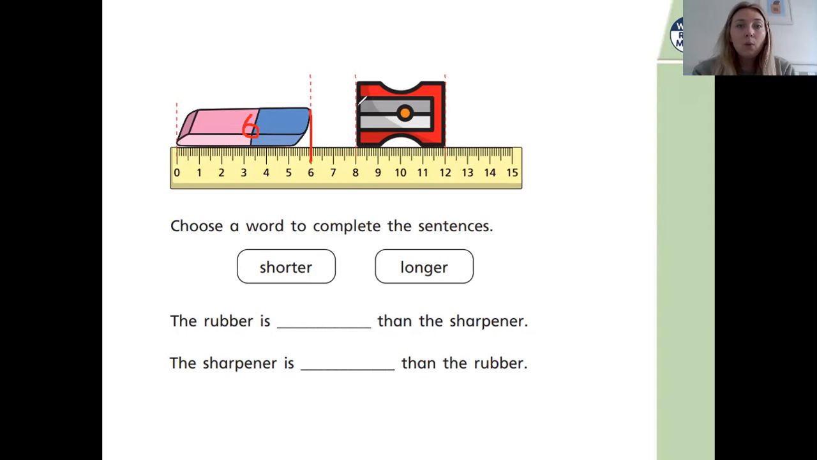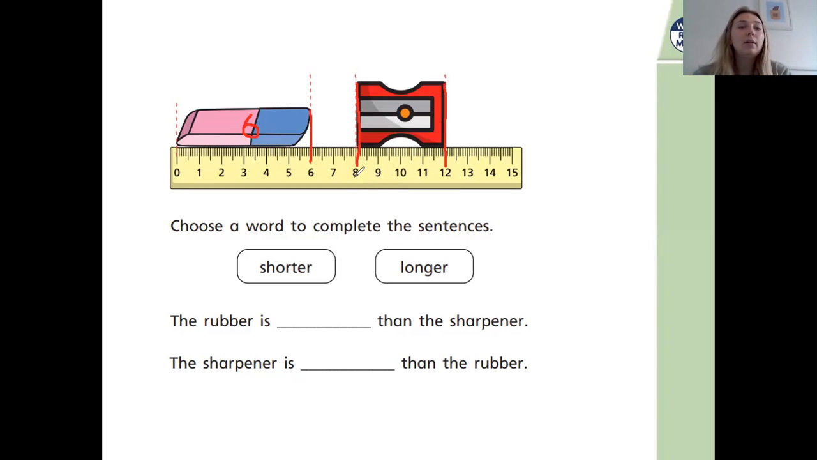However, we need to work out what the difference is between 8, where it starts, and 12, where it ends. Okay, because we can still see how long it is. We just need to count these numbers up here. So pause the video for me now and count how many jumps you need to do to get from 8 to 12. Okay, hopefully you unpaused your video and you've joined back.